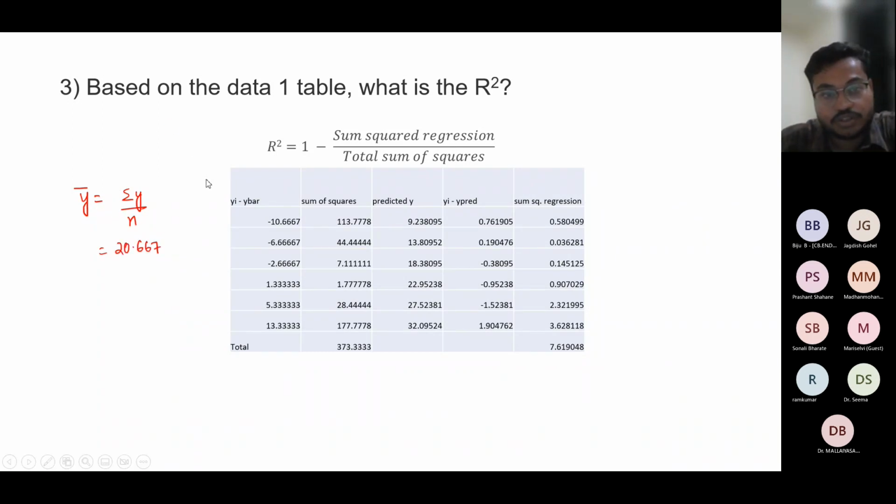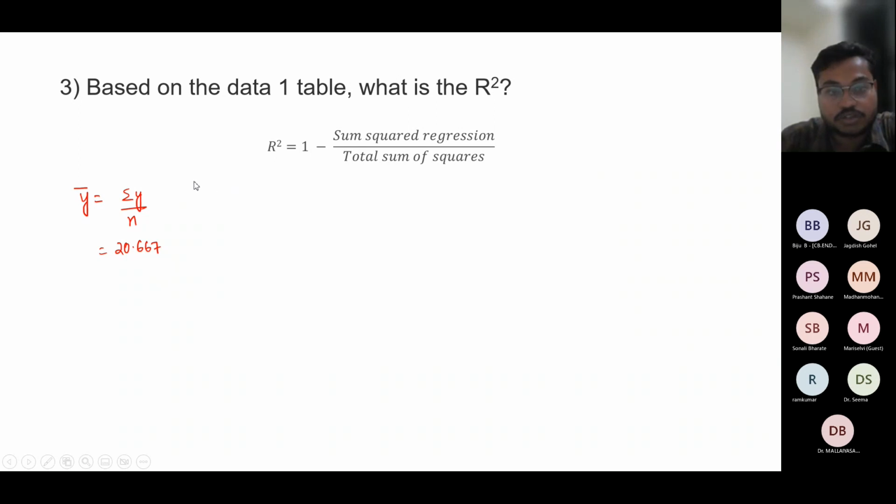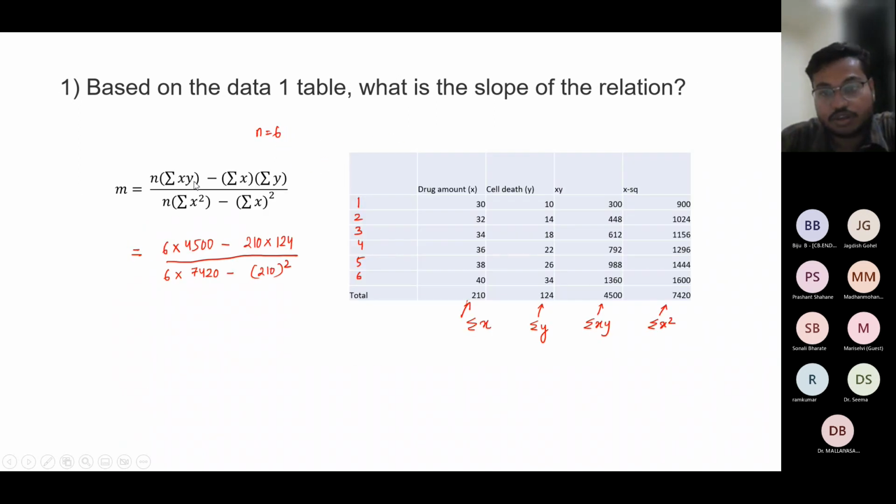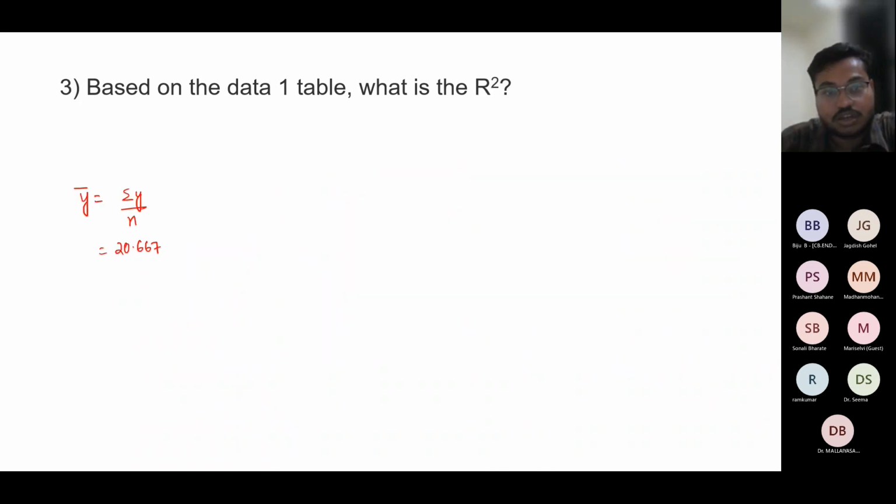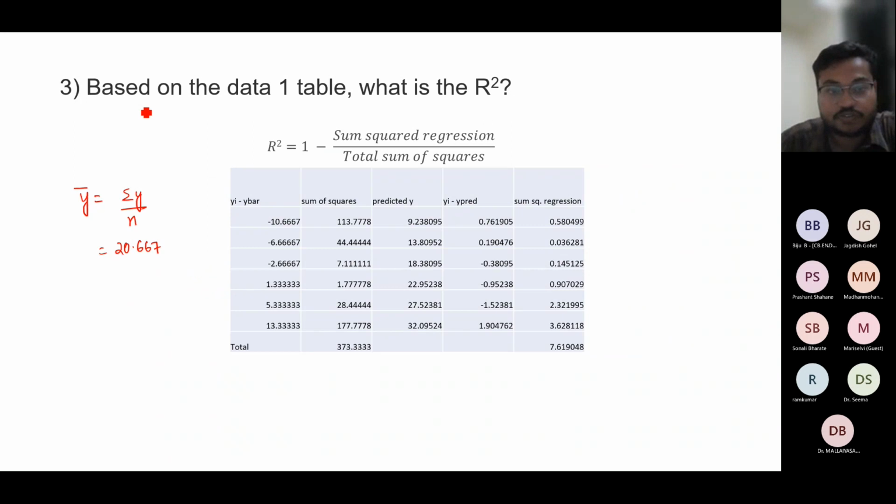Then we'll subtract the y values given in the table, 10, 14, 18, 22, 26 and so on, from the mean, and we'll get all these values. Then we'll square these values to get the squares. For this column, we'll find the total sum, which is the total sum of squares.